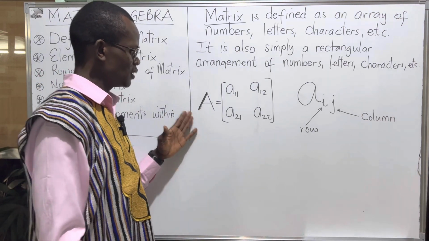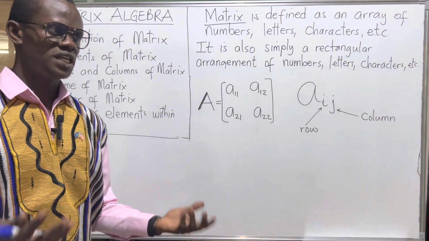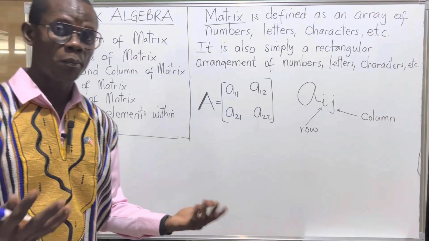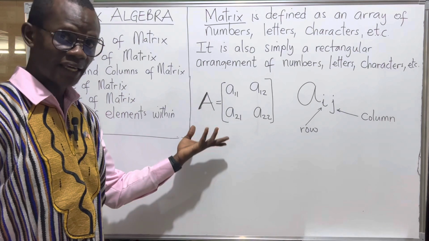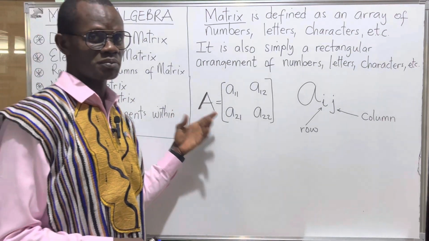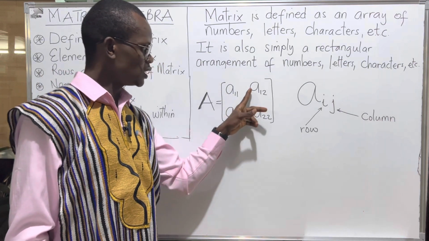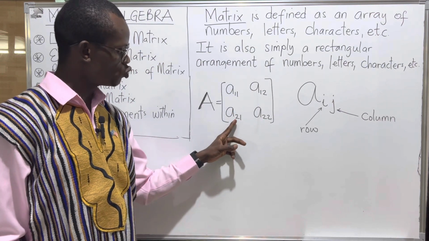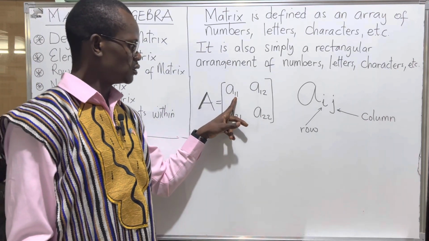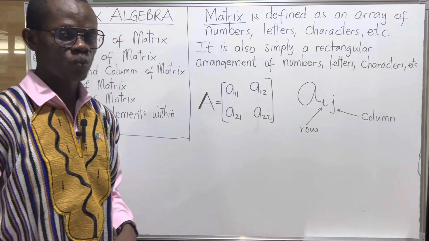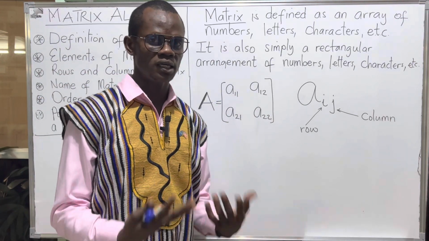The name of this matrix is matrix A, and we name matrices using boldface capital letters. So we have a boldface capital A. Matrix A is A sub 1 1, A sub 1 2, A sub 2 1, A sub 2 2. We attach these numbers so that we define the position of each element within a matrix.